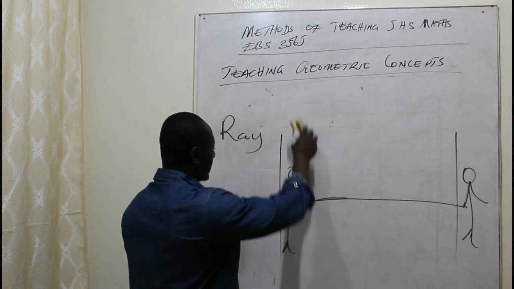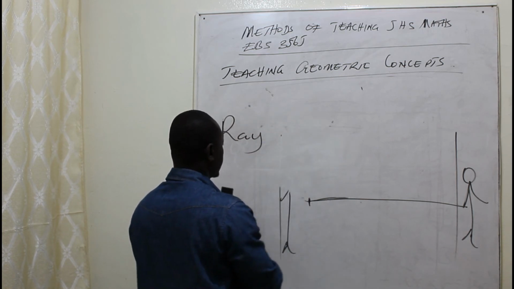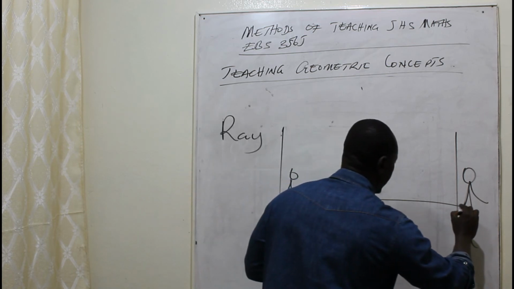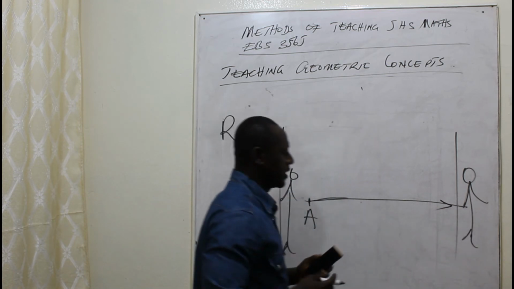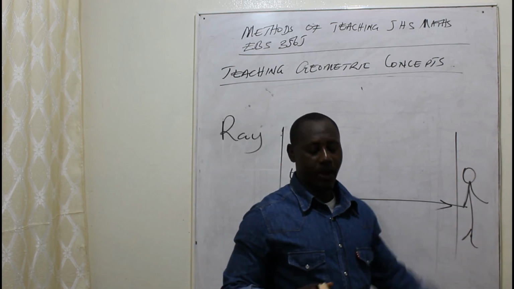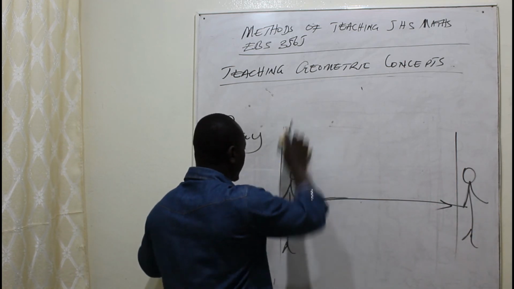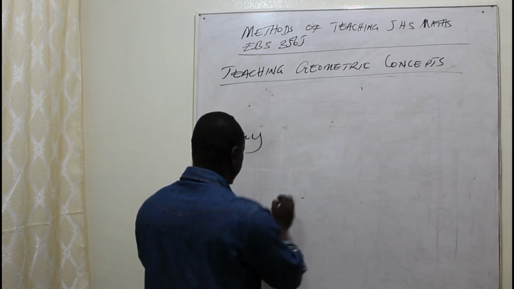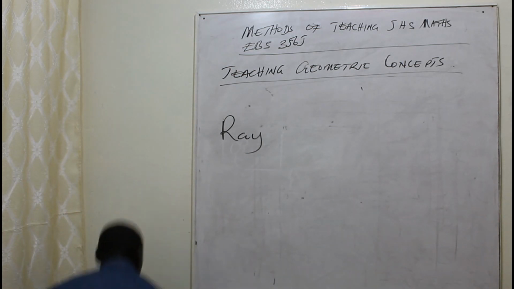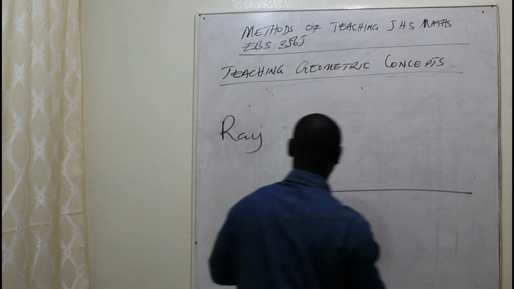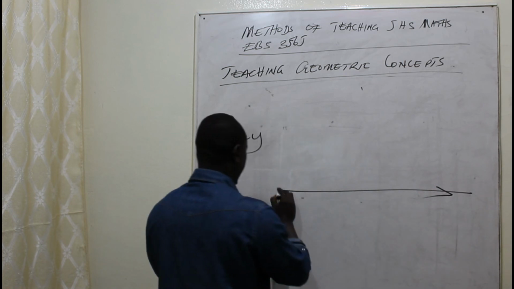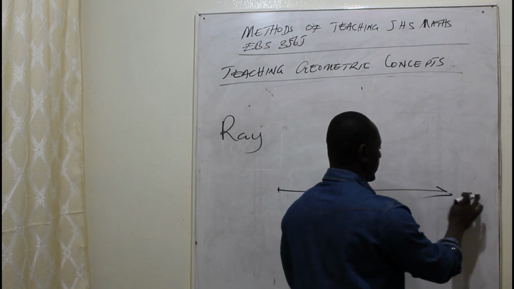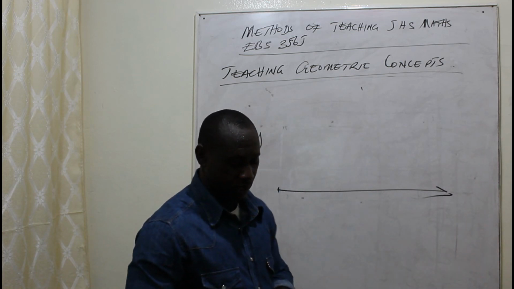And so, mathematically, let's use this as A, and where it is going, we don't know. So we can use an arrow like this, showing the direction, but we don't know where it is going to end. So we draw a ray like this. You can draw a ray like that. What it means is that we know where it is starting, but where it is going to end, we don't know. That is a ray.